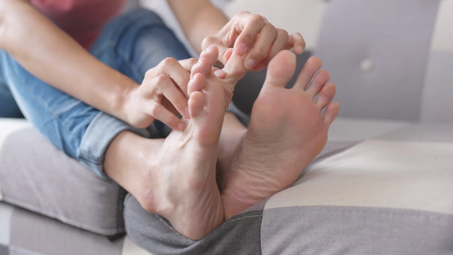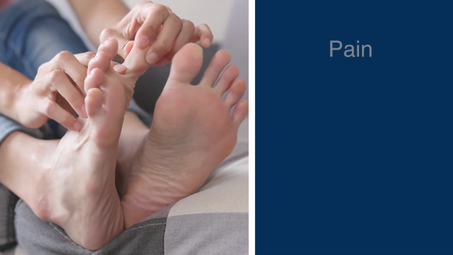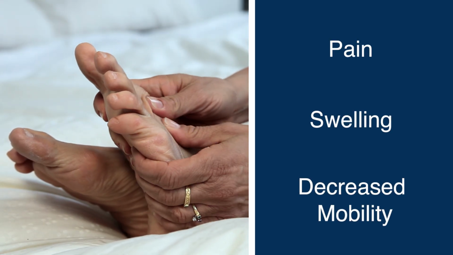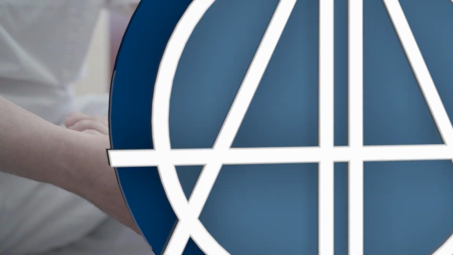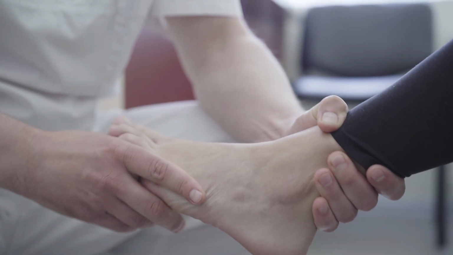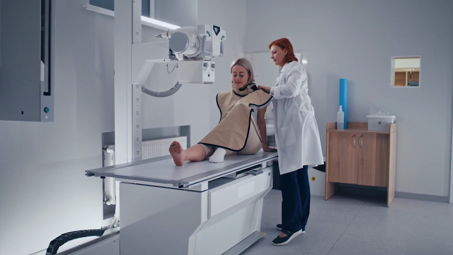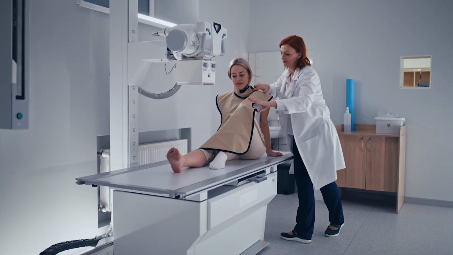The most common symptoms associated with turf toe include pain, swelling of the toe, and decreased mobility of the toe joint. To diagnose turf toe, a foot and ankle specialist will start by performing a physical exam and will most likely order x-rays to determine whether or not the toe has a fracture or other injuries.